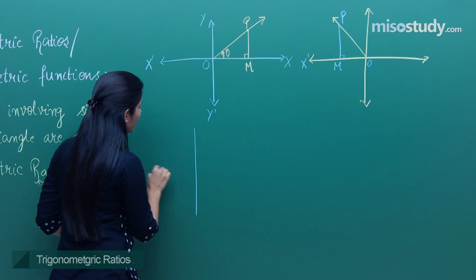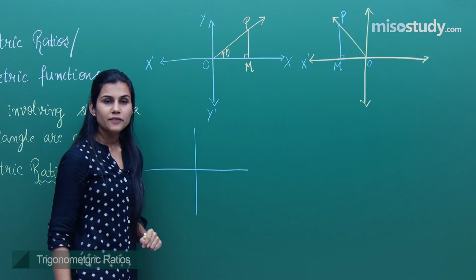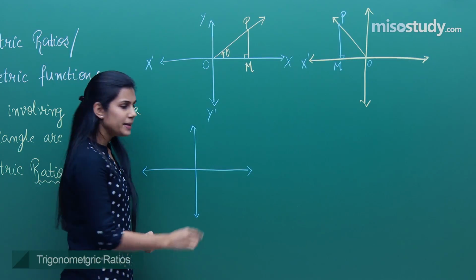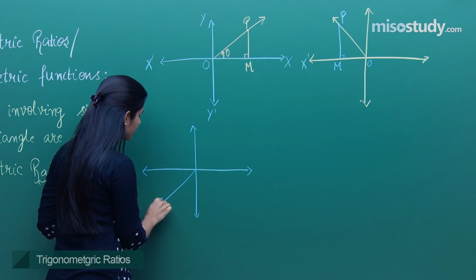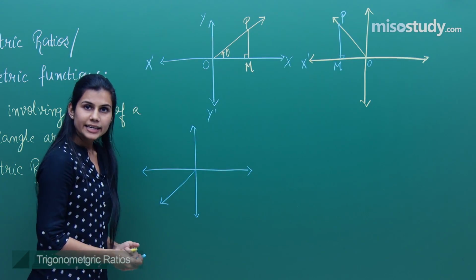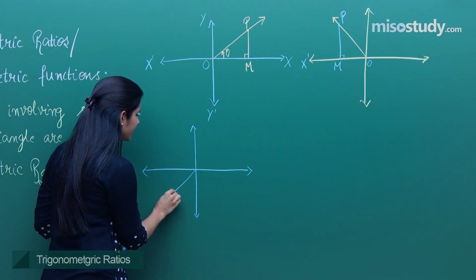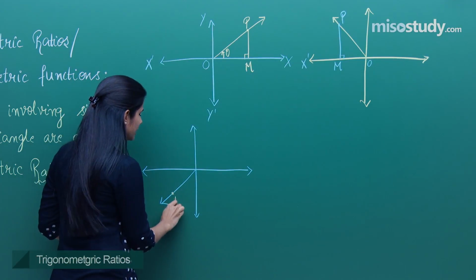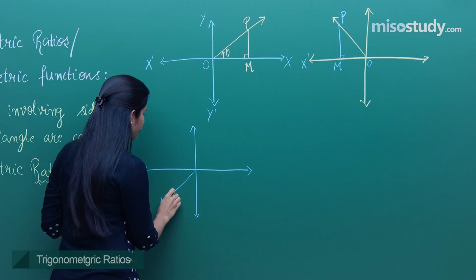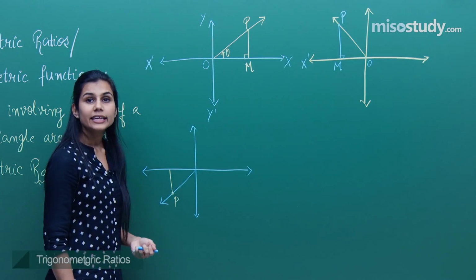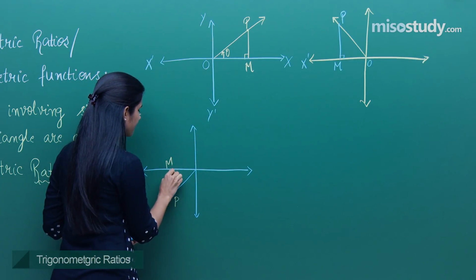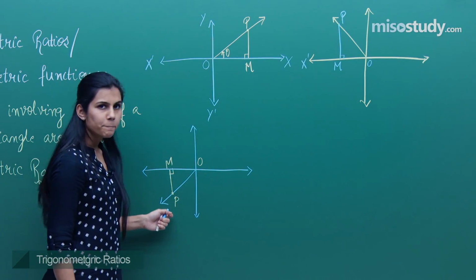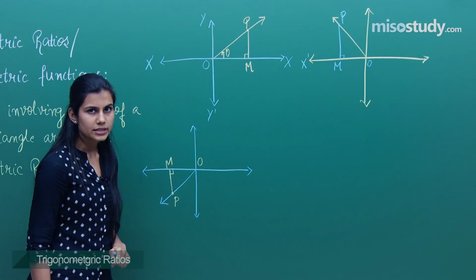The third way in which I can get my triangle of reference is if the terminal side lies in the third quadrant. Take a point P on the terminal side. We need to follow the exact same procedure to get the triangle of reference. Take this point on the terminal side and drop a perpendicular on the x-axis. This again results in a triangle OMP, which is the triangle of reference.